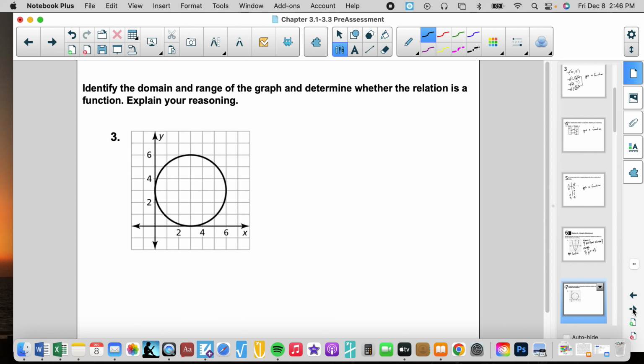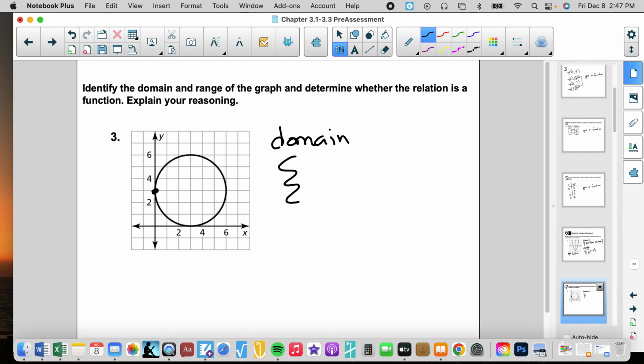Let's look at this next one. So let's identify the domain. So the domain deals with my x values. So what x values do I use? Well, my x values are going to be within this group, between these, because when I plug in 0 for x, I get 3 as an output.